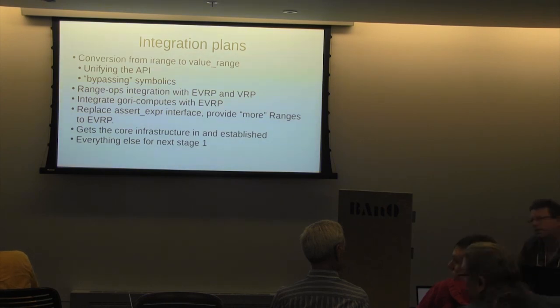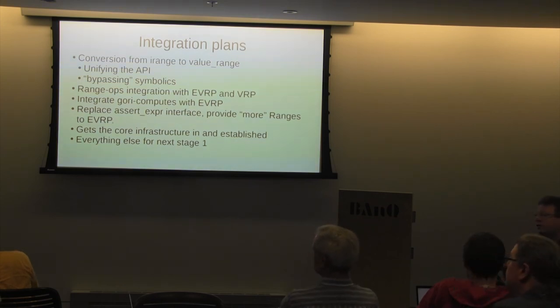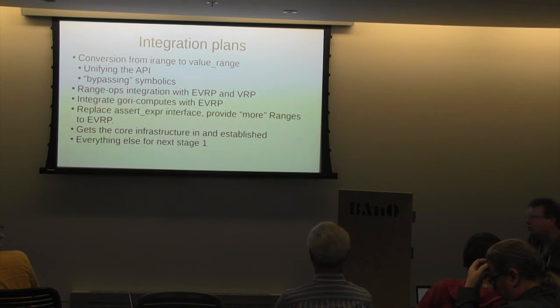I'm not sure I heard the question right. Are you saying the converted passes are not going in? No, because they require the on-demand ranger, and the on-demand part's not going to get in. So the Gori computes will get in, and we're going to convert EVRP to use it, so it will get more ranges than it gets now. This will be more than just the last statement of the block that we have the ranges for. At least we'll get that stuff in, and we'll be relatively confident that the basis is working, and our branch will be easy to maintain, hopefully. And then we should be ready to go next stage.